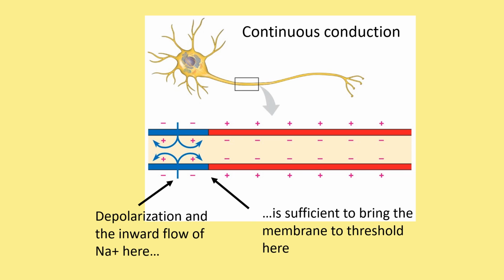Well, those sodium ions sort of spread out once they're inside the cell. So this local influx of sodium ions causes the neighboring region of the plasma membrane to also depolarize, to reach threshold. And guess what happens when the neighboring plasma membrane reaches threshold? Those voltage-gated sodium ion channels open up, and so on and so on.